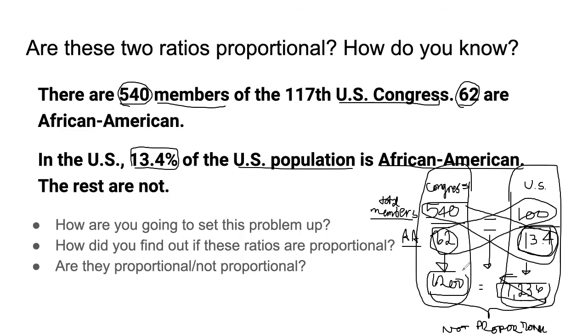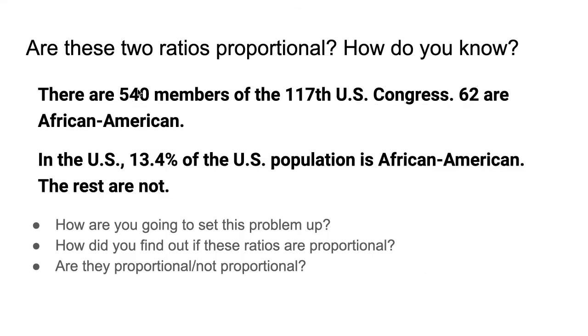These are not equal. So what you can see here is that there's a population being treated unfairly. There's a population that's not being represented fairly in Congress, and that is the African American population. That is the problem, and we used math to figure that out. We used math to figure out that inequality exists in Congress. Once again, you can write this down, but I'm going to move on.